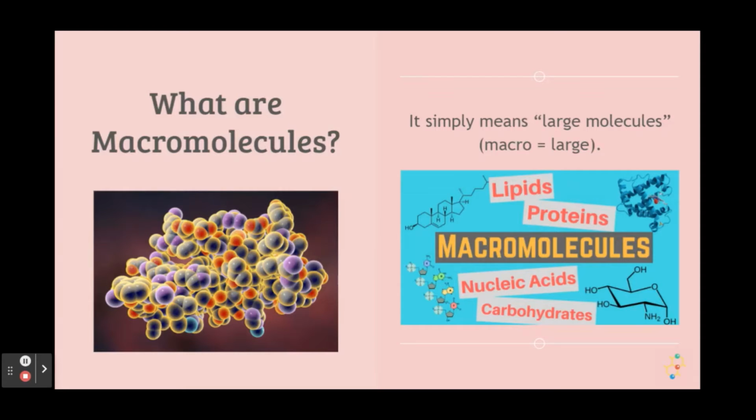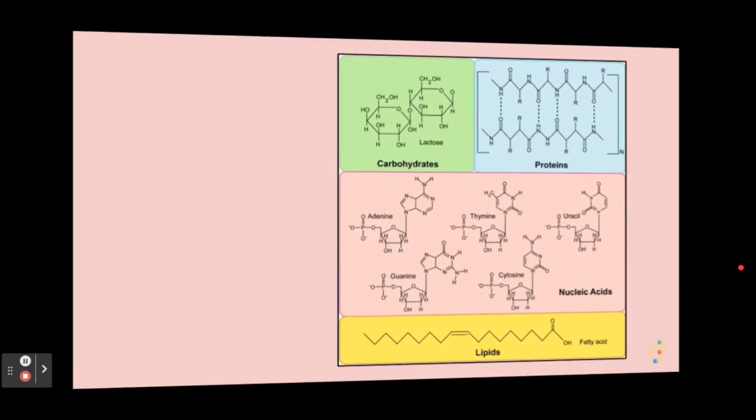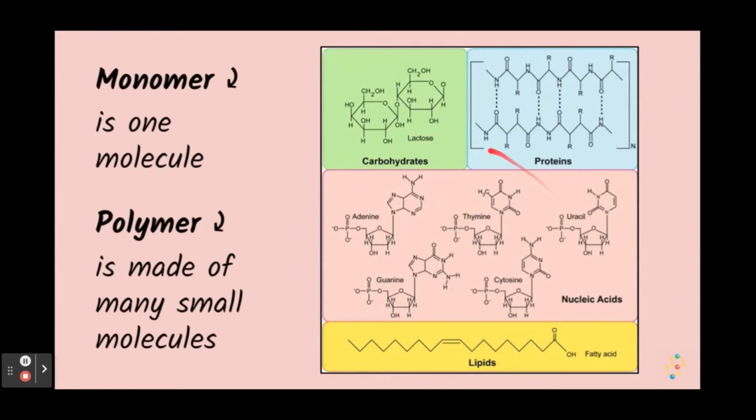Okay, so what are macromolecules? We talked about this before, but let's just re-clarify. It simply means large molecules. Macro is large, and molecules we know is two atoms combined together. So large molecules are lipids, proteins, nucleic acids, and carbohydrates. Here is a picture showing that. The reason it's a macromolecule is because it's a large molecule. It has lots of different chemical elements combined together to make it a compound. A monomer is just one molecule, while a polymer is made out of many small molecules. So we can all agree that these are all polymers because they all have many small molecules.